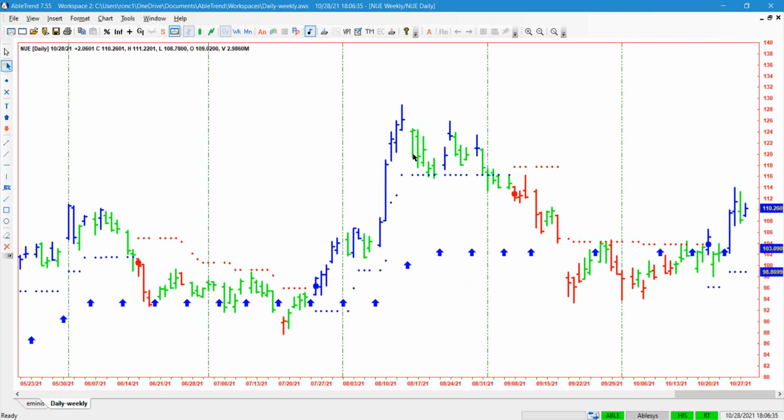So I'm going to keep it simple. I'm just going to use AbleTrend TS on the daily and weeklies. And I think you'll find that helpful.